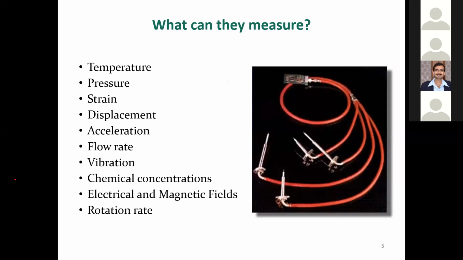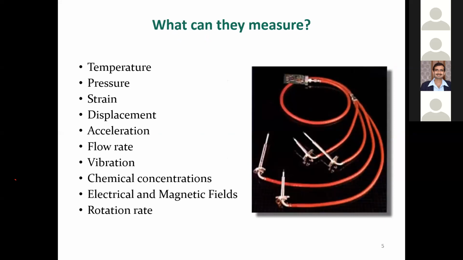So what can we sense with the optical fiber? We can sense temperature, pressure, strain, displacement, acceleration, flow rate, vibrations, chemical concentrations, electrical and magnetic field, and rotation rate. All these things can be sensed using optical fiber sensors.